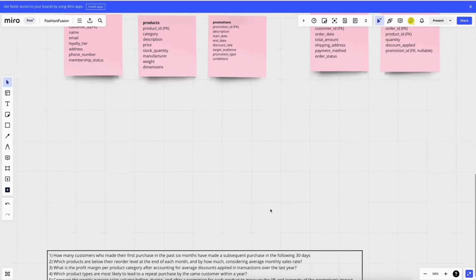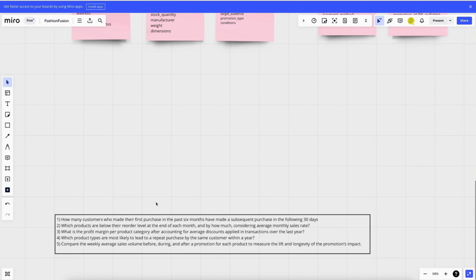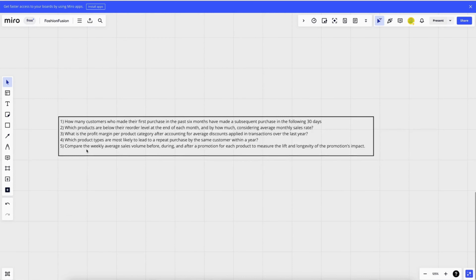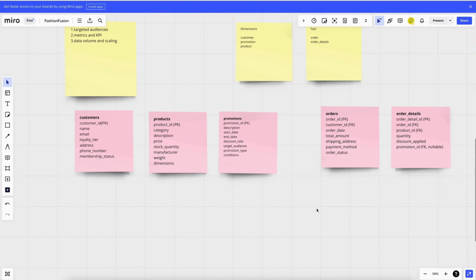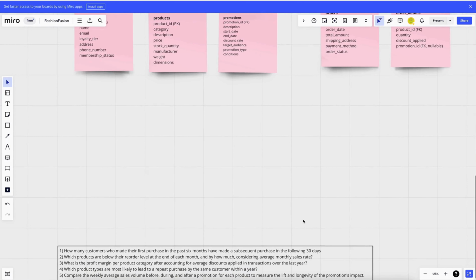Now usually this will be the pattern. They'll provide us a certain number of questions where we are supposed to write SQL queries. The queries we build here need not be executed. It's just pseudocode, and all the columns we built here, we'll be using those columns here. So let's say we are trying to solve this: how many customers who made their first purchase in the past 6 months have made a subsequent purchase in the following 30 days? Let's say we are trying to solve this SQL problem.